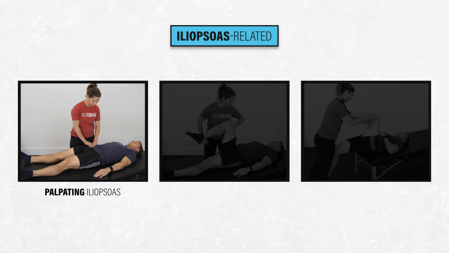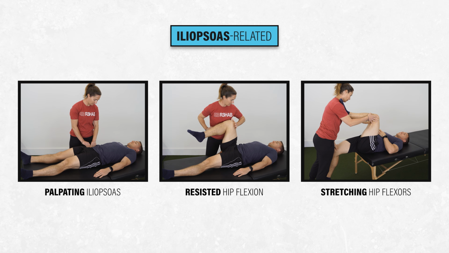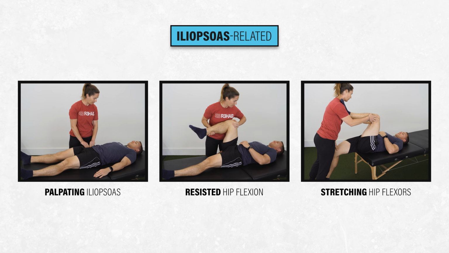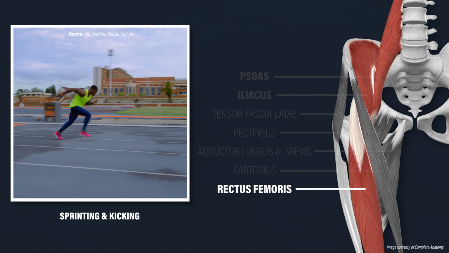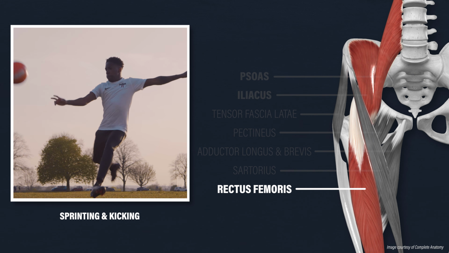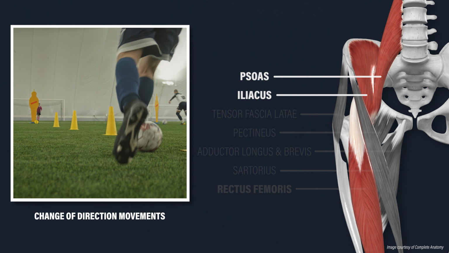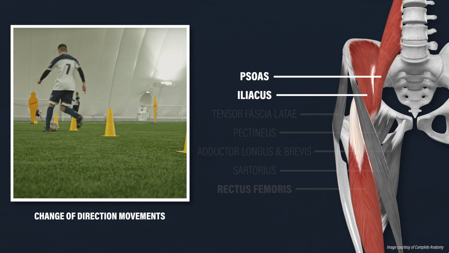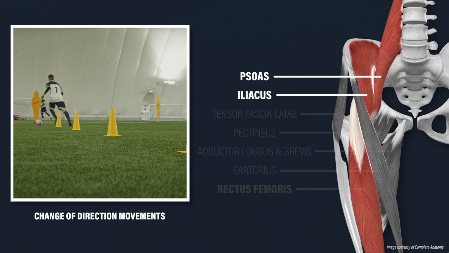Iliopsoas-related groin pain refers to pain and tenderness at the front of the thigh along the iliopsoas that is reproduced with resisted hip flexion and or stretching of the hip flexors. The rectus femoris, which also falls under this category, is most commonly strained during sprinting and kicking, while the iliacus and psoas can become strained from change of direction movements.